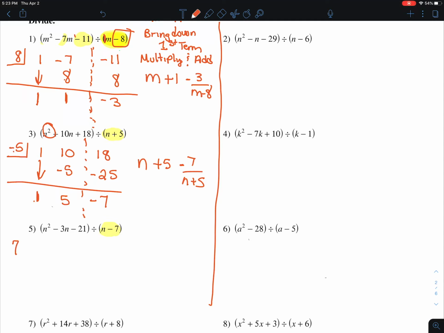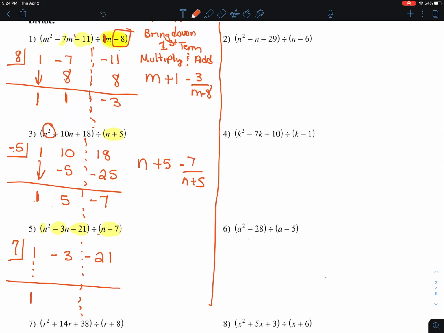So we're going to write this as, and we take the opposite of the 7. So we're going to write that as 7, give it its own little box. And then we write the coefficients. So what are my coefficients? 1, negative 3, and negative 21. So all right, 1, negative 3, negative 21. And this time I'm going to remember this last column is my remainder.